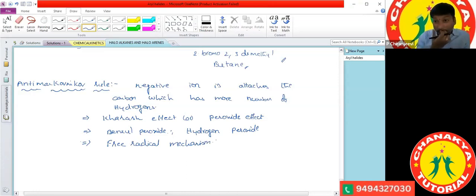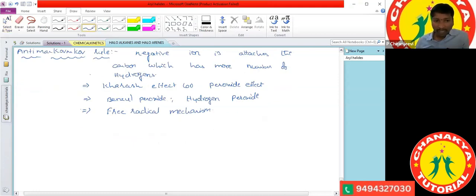You studied all these concepts in the alkenes chapter. And by using the anti-Markovnikov rule, we can add only HBr. For addition of HBr only, the anti-Markovnikov rule is applicable. Others are not applicable here. For addition of HCl it cannot be applicable, and addition of hydrogen iodide also is not applicable, nor is hydrogen fluoride.